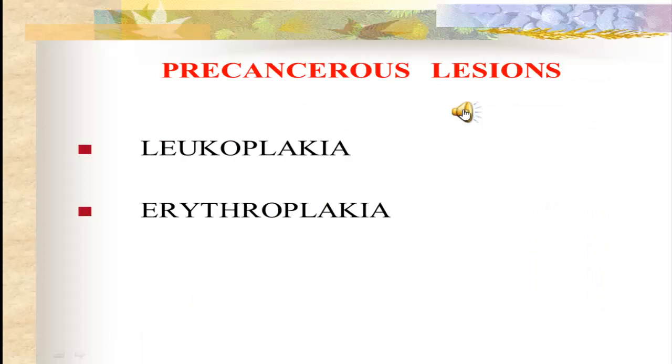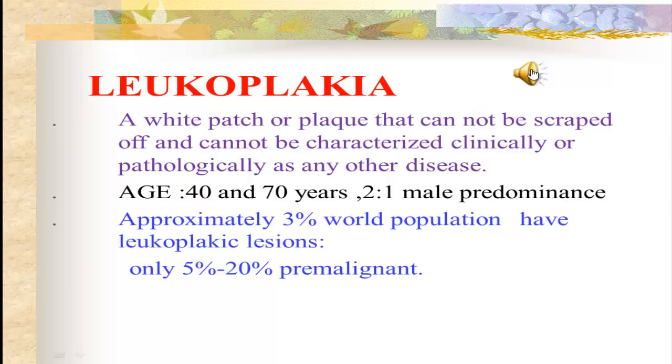Now we come to the precancerous lesions. There are two important precancerous lesions in the oral cavity, leukoplakia and erythroplakia. Leukoplakia may be defined as a white patch or plaque that cannot be scraped off and cannot be characterized clinically or pathologically as any other disease.